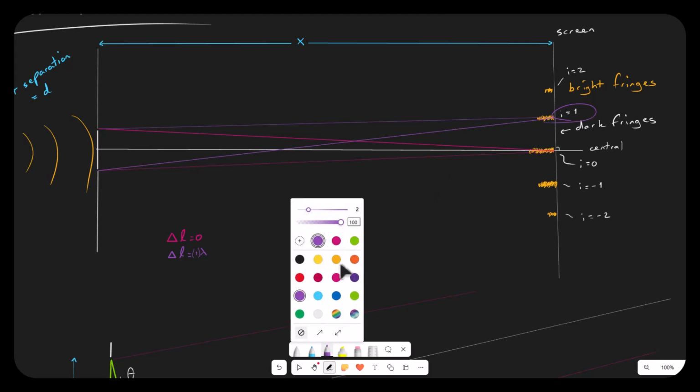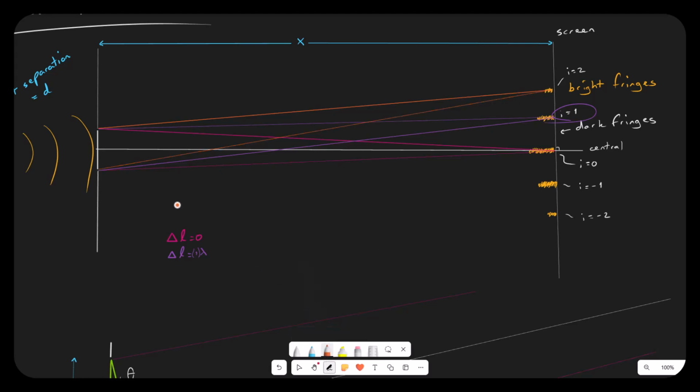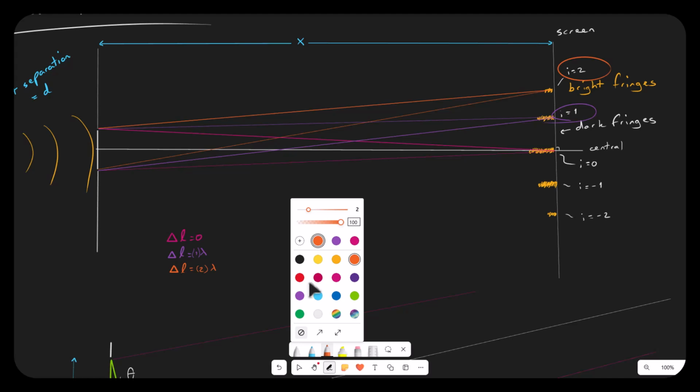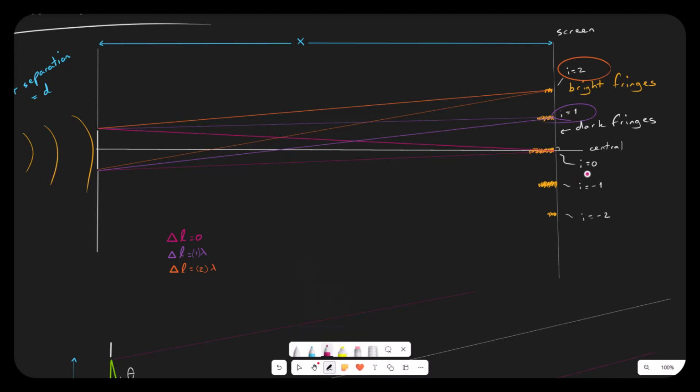If I go out to a different spot, out here, I get a bigger path length difference because this top wave is traveling this far, the bottom wave has to travel even farther to catch up. That's a path length difference of 2 lambda, which is why that's my I equals 2 maximum. This first one is my I equals 0 because there's no path length difference. So that takes care of my bright spots, but what's going on with the dark spots?